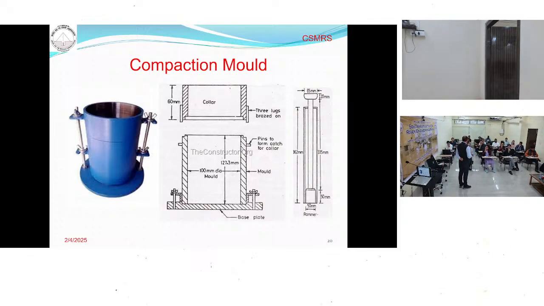Why do you keep it for some time? In the morning I told you about determining the liquid limit for the plastic soil. You have to keep it for some time so that your soil can absorb the moisture properly. After that, we fill the mold up to 1/3 height, whatever the method, modified or standard Proctor, with 25 blows on the first layer. After that, fill the second layer and the third layer, each layer with 25 blows.